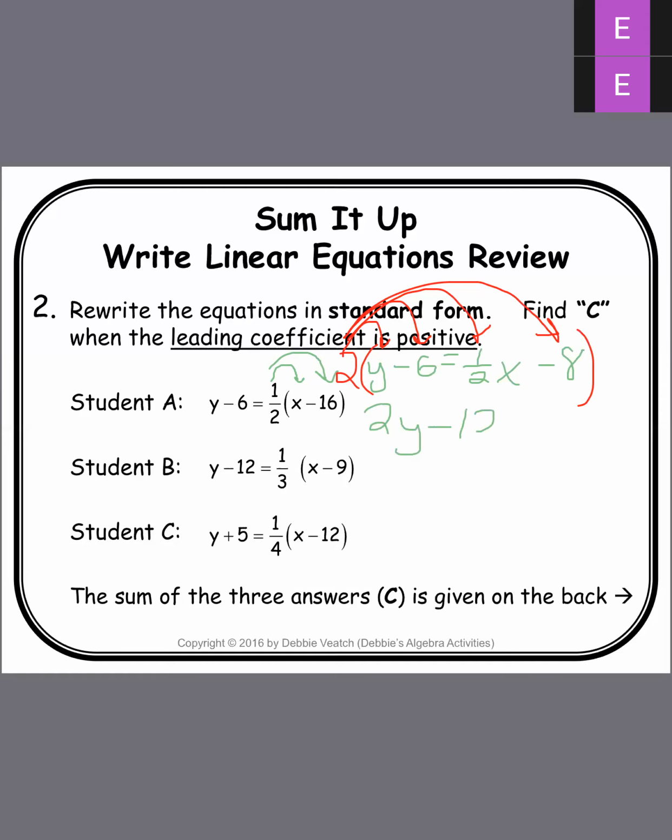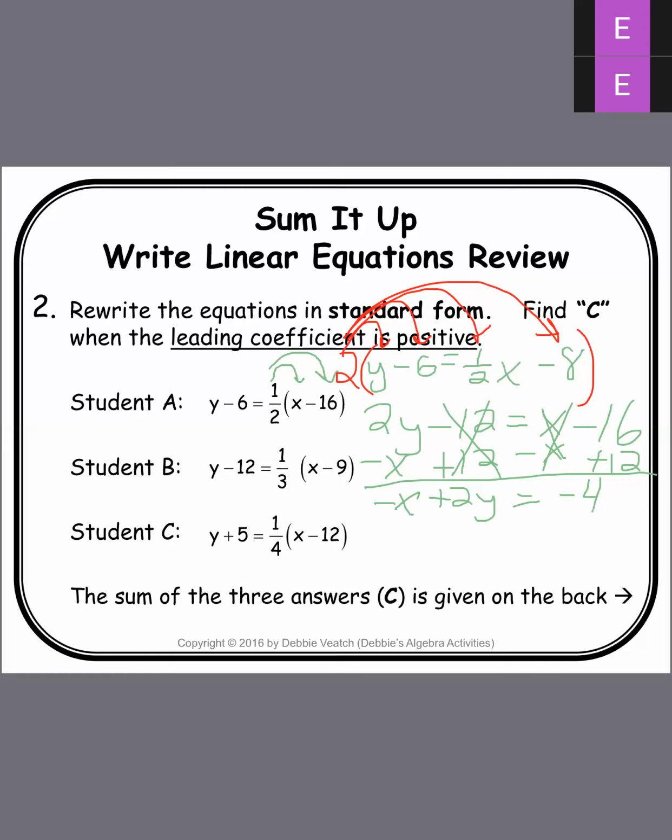2y minus 12. 2 times 1/2 is just 1, so that's just x minus 16. Okay, I still want to get this in standard form, so the next thing I'm going to have to do is minus x. And I'm going to add the 12 to both sides at the same time just to save myself a step. So now I have negative x plus 2y, those 12s cancel, those x's cancel, equals negative 4.